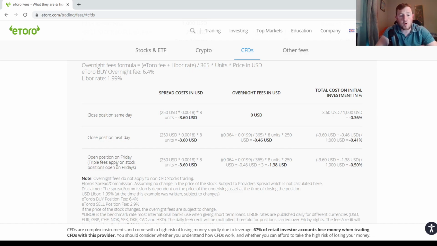If however he opened his position on a Friday, triple fees apply on stock positions open on Fridays, so he'd have his $3.60 plus his overnight rate multiplied by 3. His total fee then is $3.60 plus the $1.38, which is the overnight fee multiplied by 3.